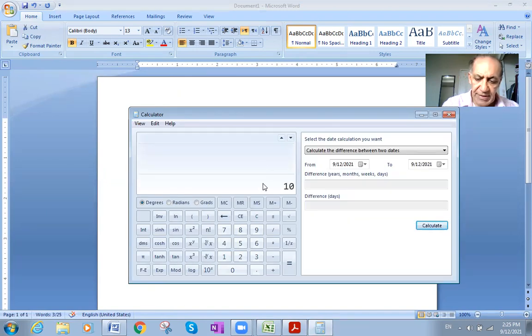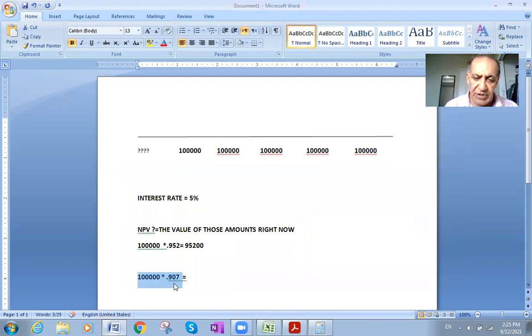Let us say here 100,000 times 0.907. That will equal 9070. Then I will take this number, edit, copy, and go to the second year and put it as well. So it will be $700,000. This will be for the second year.